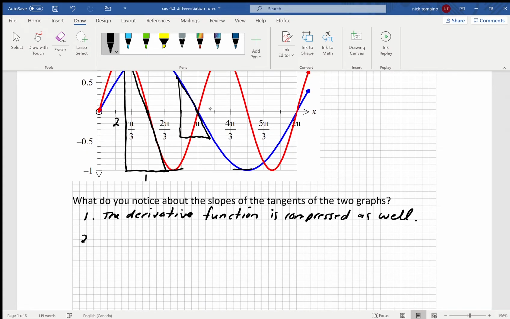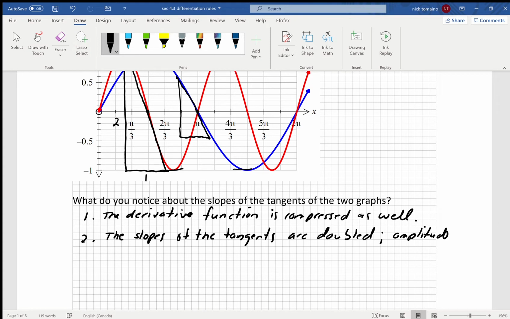So the second thing we're going to notice is that the slopes of the tangents are doubled. This means that the amplitude is 2.